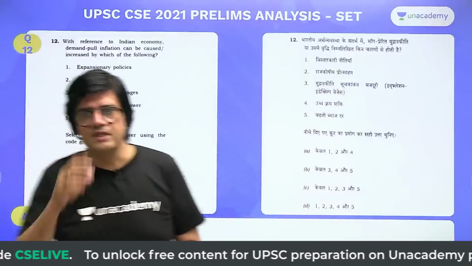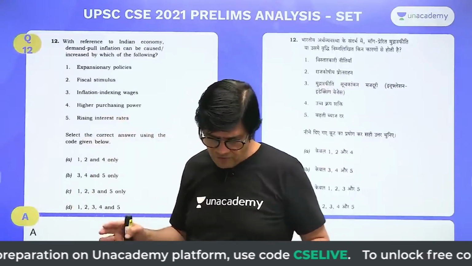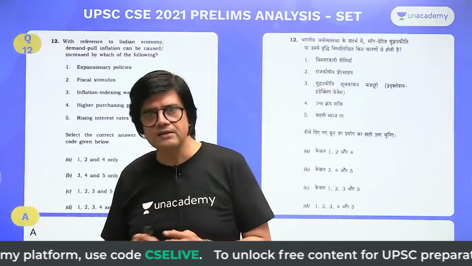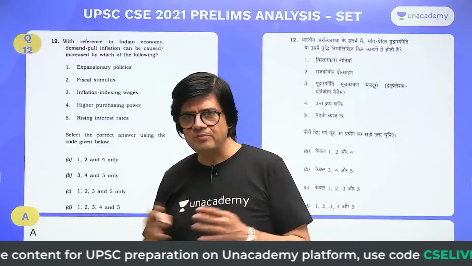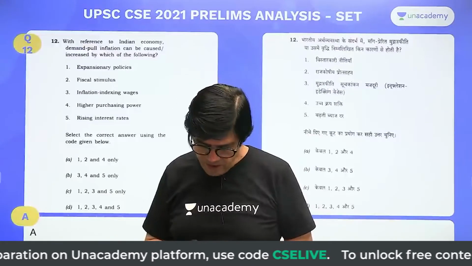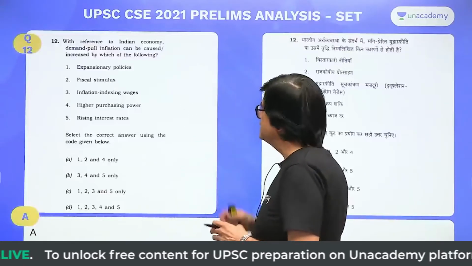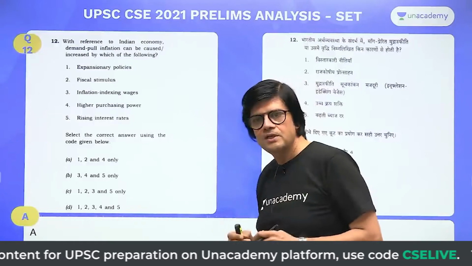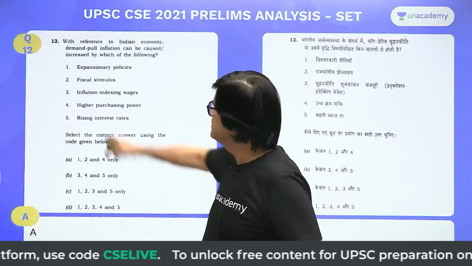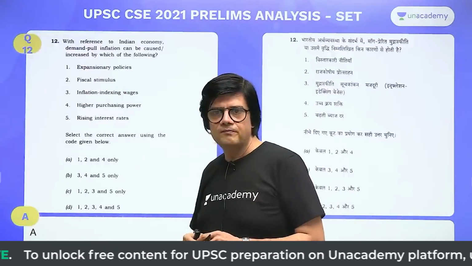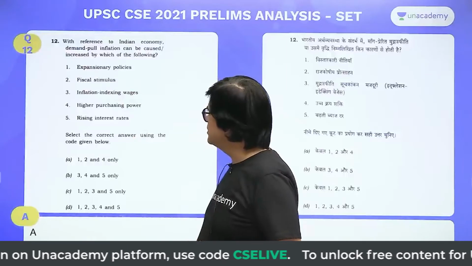So, if government is resorting to a sort of increased lending or increased expenditure, in that case there will be expansion of money supply. So, increased lending or increased spending, that will in turn cause more of money supply, and more of money supply means that it will create demand pull situation. So, obviously, expansionary policy, that is one of them.